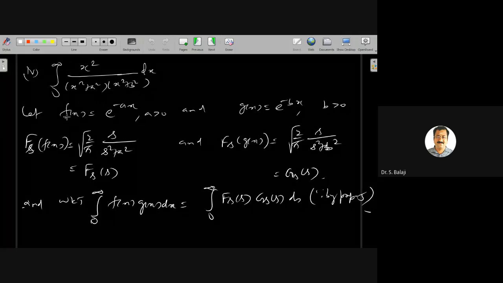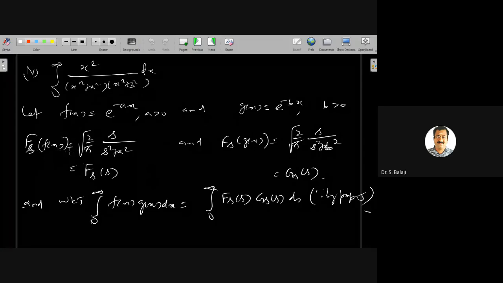For that, again take f of x equal to e power minus ax, a greater than 0, and g of x equal to e power minus bx, b greater than 0. You have to use the Fourier sine transform. Correspondingly, we take their Fourier sine transforms.